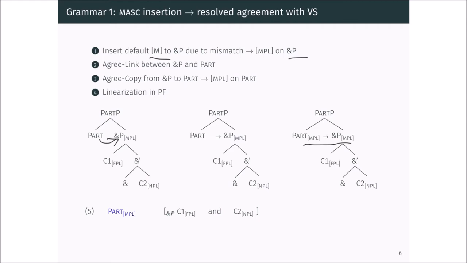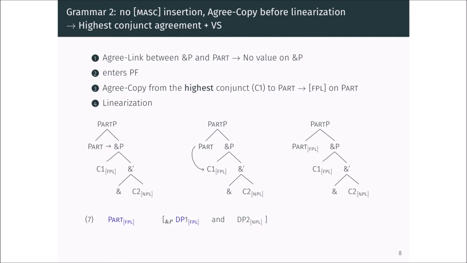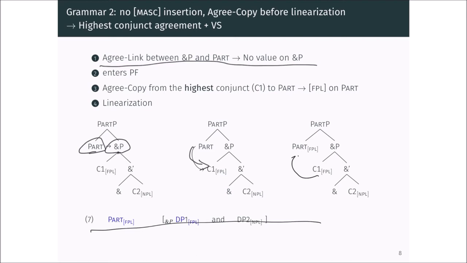In the second grammar, there is no masculine insertion. Instead, we postpone Agree-Copy to PF, but before linearization. So first, Agree-Link is established between the participle and the NP. Then because there is no feature on the NP, the Agree-Copy will be postponed into the PF, and before linearization, it will go with the highest conjunct here. So it will just copy the feature from the highest conjunct. In this case, it's the feminine plural. Then linearization happens, and we go from tree to a string.